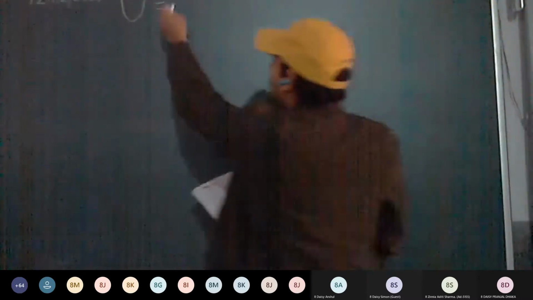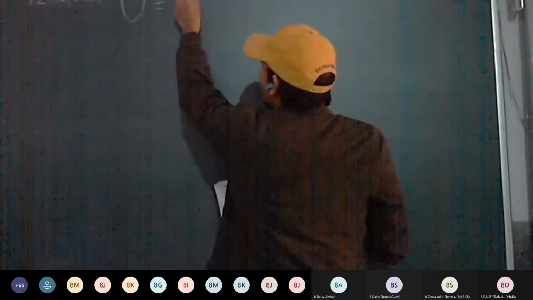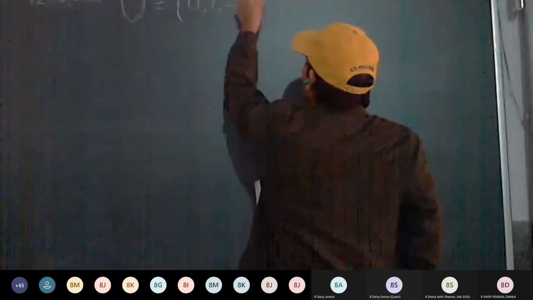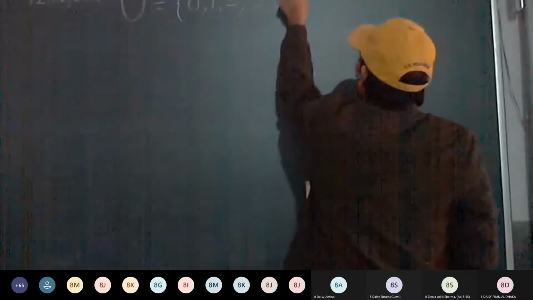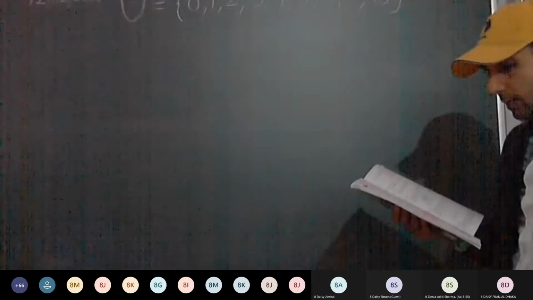So first we are writing universal set. X belongs to whole number and X is less than 9. So it will be 0, 1, 2, 3, 4, 5, 6, 7, 8, and we have to stop here. These are the elements of universal set.